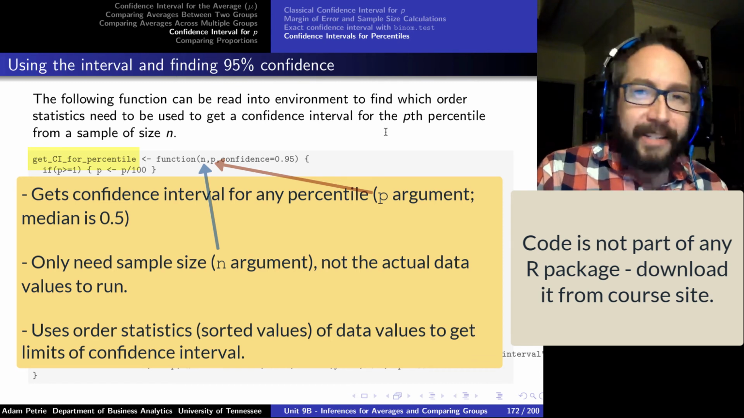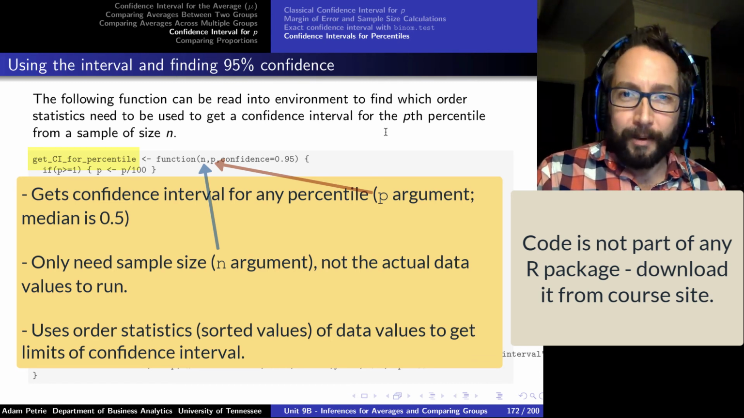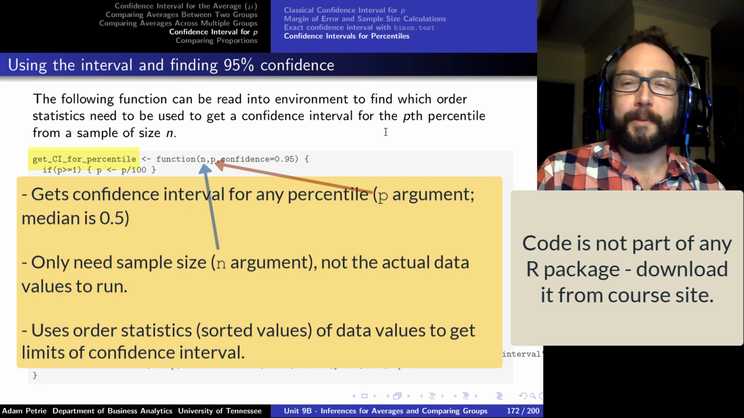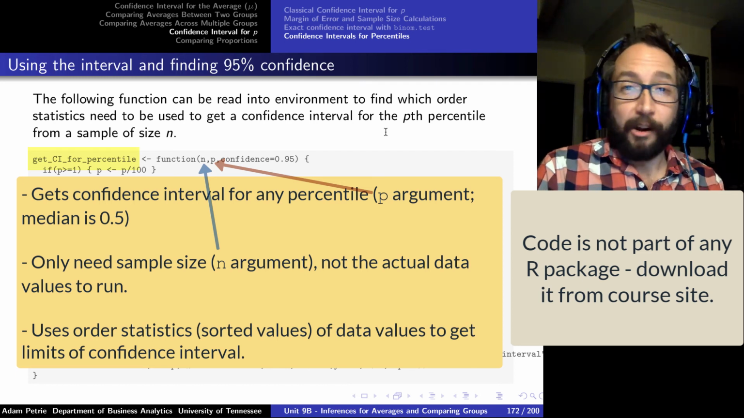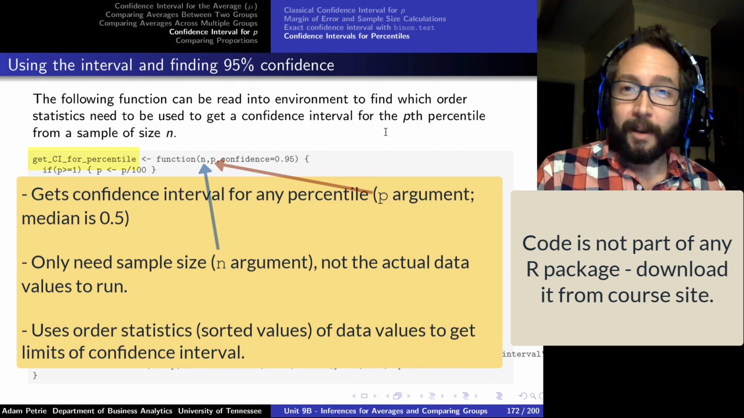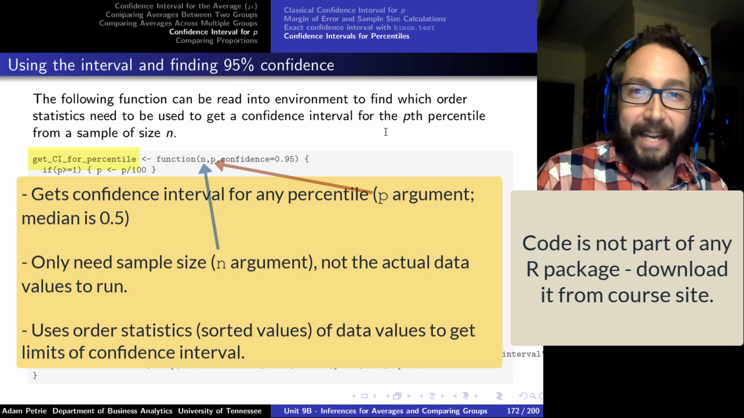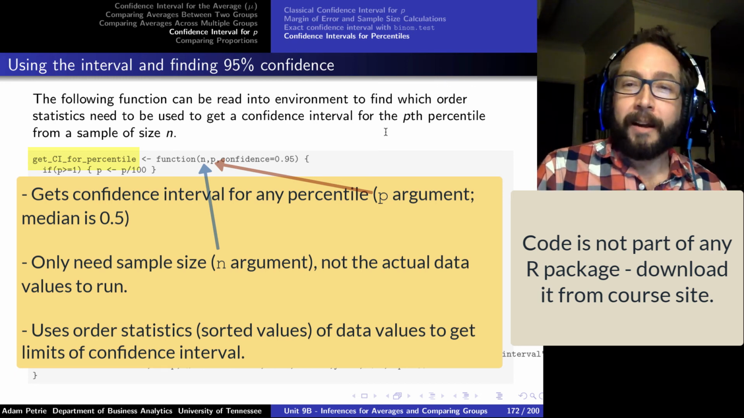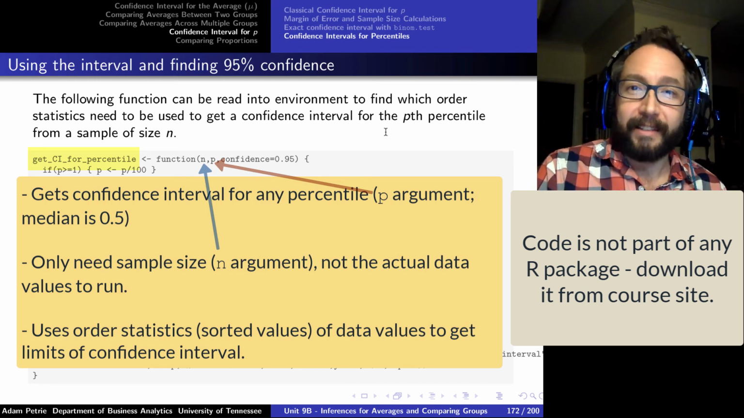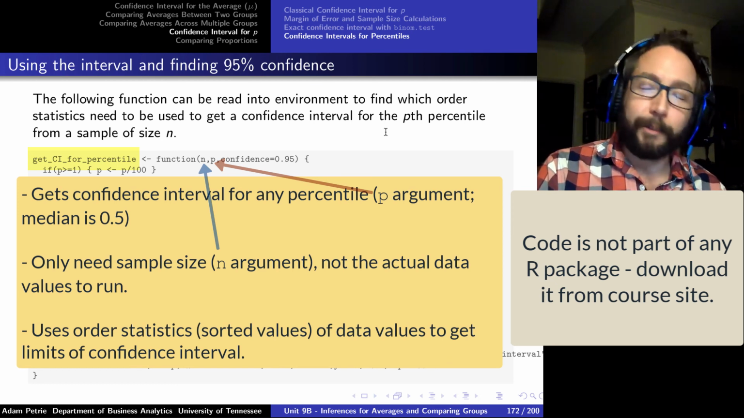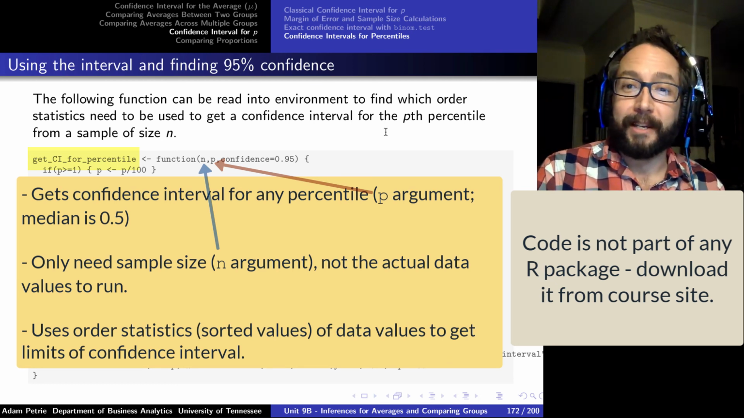Now, the surprising thing is that the outputs and the inputs of getCI for percentile actually don't depend at all on the data values themselves. All you have to do is say how many data points you have, your n argument, and then what percentile you're trying to get the confidence interval for. P equal to 0.5 would be a confidence interval for the median.